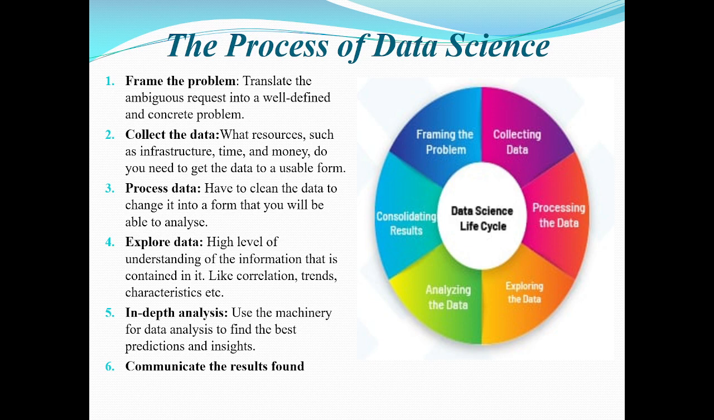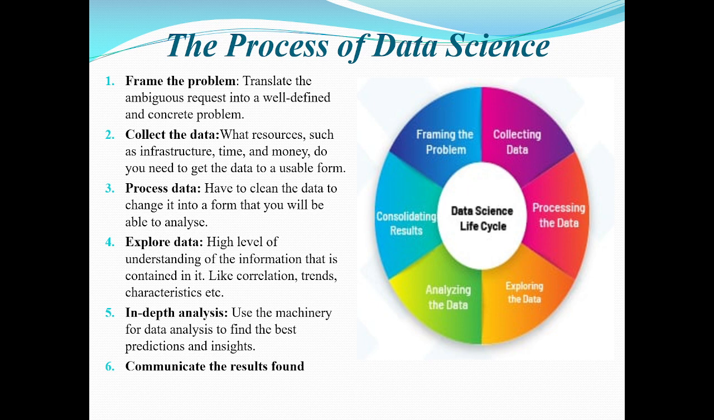Let us move to the third step, that is process data. To process the data, the data scientist has to clean the data and change it into a form such that it is easy for him to analyze. So the processing of data involves changing that data by cleaning it and transforming it into a form on which analysis can be performed very easily.